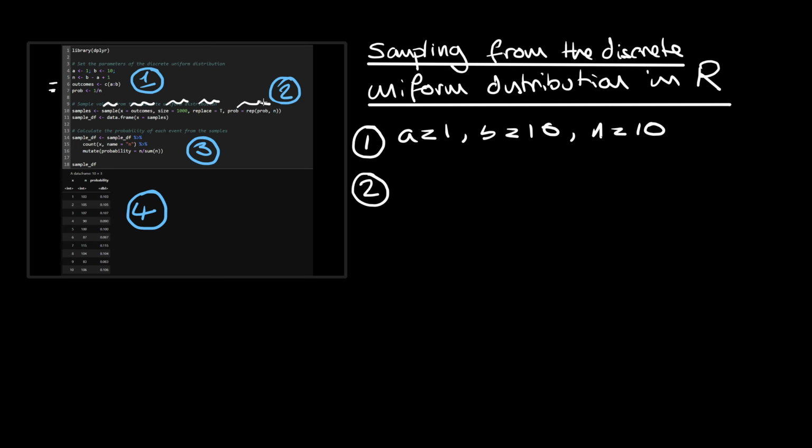And then there's this part here where we tell the function the probability of each outcome. And this is just a vector of length 10, where each element of the vector is 1 over n. So just for clarity here, show that outcomes is a vector that looks like this. On line 11, we just gather these samples into a data frame with a single column called x that is equal to samples.